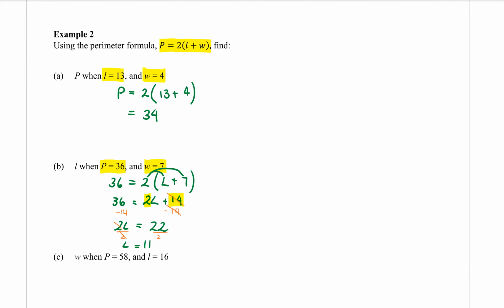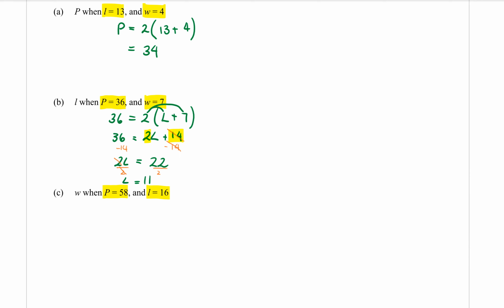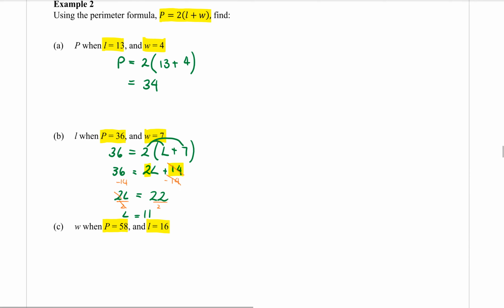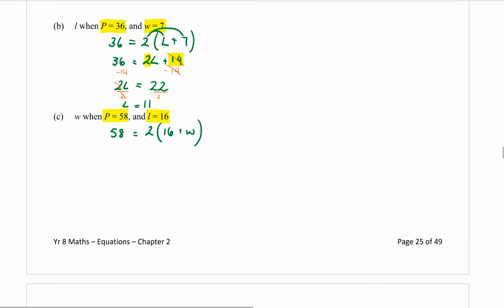This time P is equal to 58 and L is equal to 16, and we're trying to find the W. We're just taking turns finding all the different letters. So let's again, that equation, I better pull that back so we can see it. The P is 58 equals 2 bracket L is 16 plus the W is what we don't know this time. Okay, we have brackets again, so let's expand them. 58 equals 2 times 16 is 32 plus 2 times W is 2W.